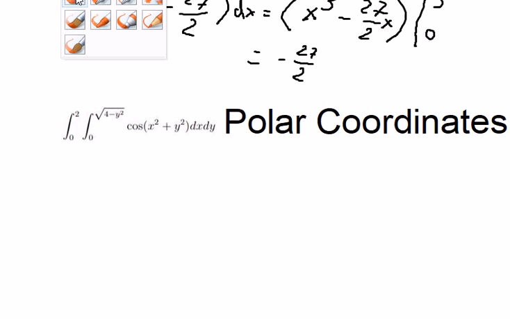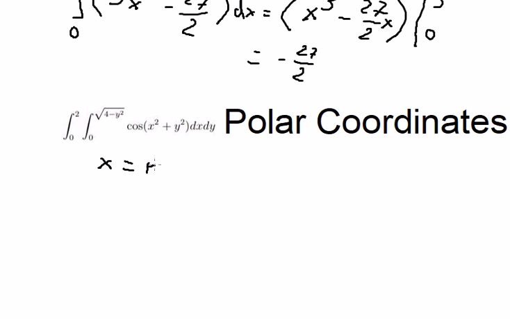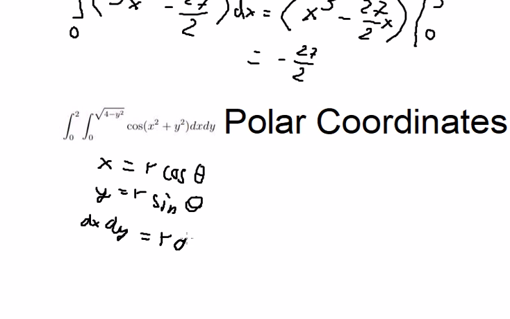The next one we can use polar coordinates. So we put x equal to r cosine theta, y equal to r sine theta. We change the dx dy into r dr d theta.